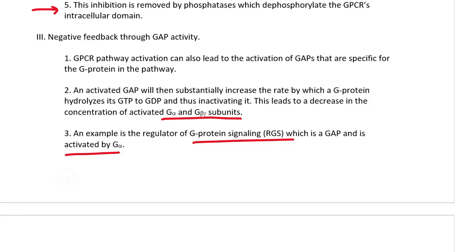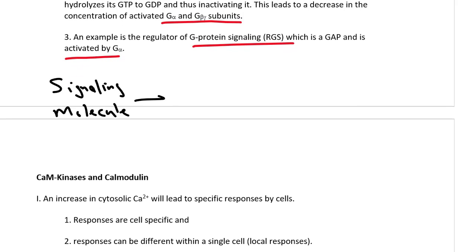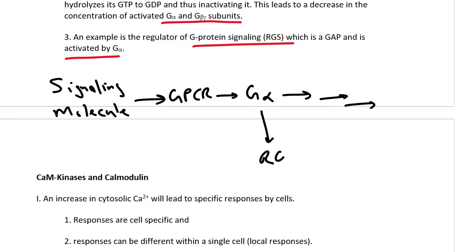So if we're going to write it out, we can go something like this. We have signaling molecule activating G protein coupled receptor. This leads to the activation of the G protein, but we're just going to put G alpha here for now, okay? And this goes on to activate other things, which eventually leads to the response, but the G alpha also activates RGS, and this will go on to put an inhibition on the G alpha subunit, and that inhibition is in the form of the RGS binding to the G alpha subunit and increasing the rate by which the alpha subunit hydrolyzes its GTP to GDP, right?